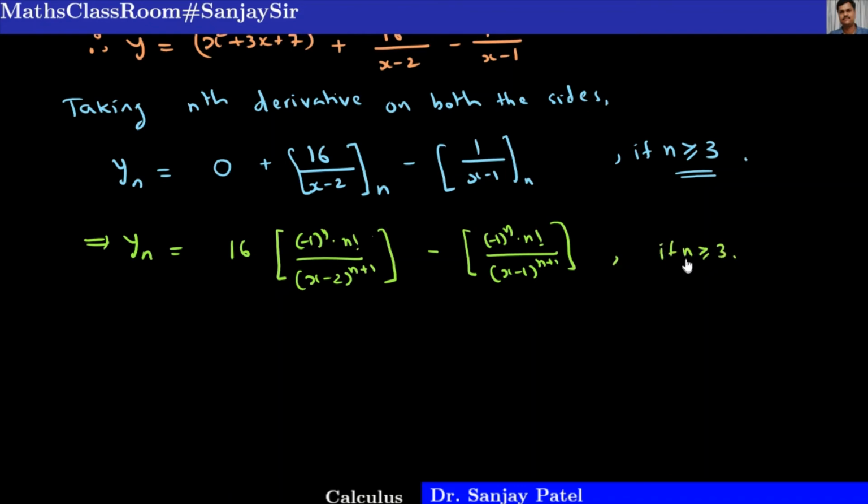For n equal to 1 and 2, one can directly differentiate this and find the first derivative and second derivative. So this formula gives us the third derivative onwards. Okay, and this completes this problem. Let us solve the next problem, number 3. If y is equal to square root of 2x plus 3, then find the value of y7 of 3.